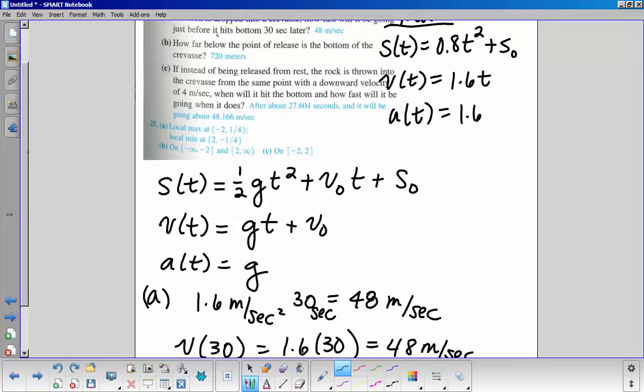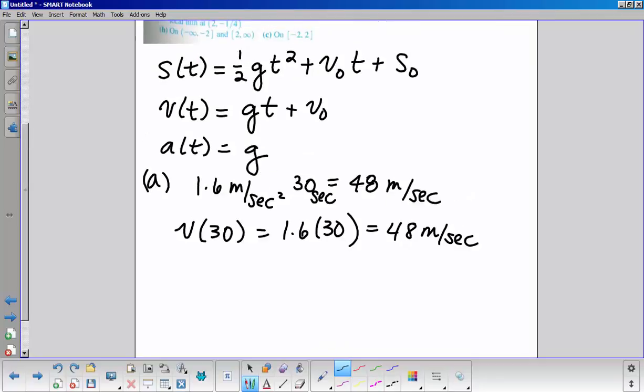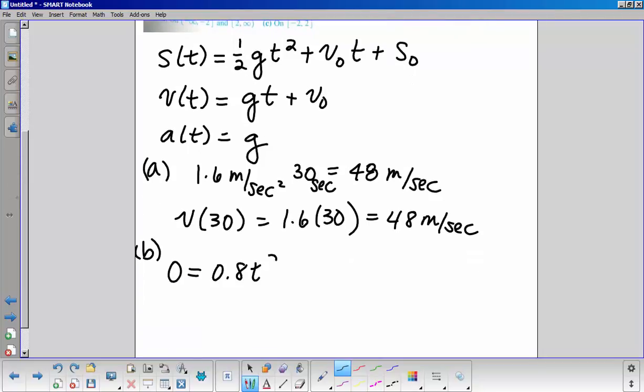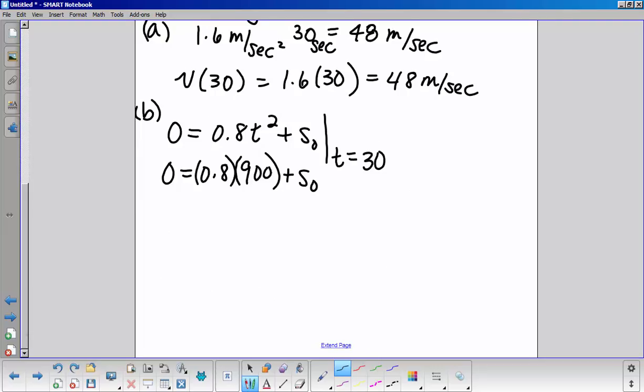All right, so part B says, how far below the point of release is the bottom of the crevice? Okay, well, we know it takes 30 seconds to get to the bottom, right? So can we say, we'll say 0 is the ground. So we'll say 0 equals, this is for part B, what was our equation for position? 0.8 t squared plus the original position. But I know t is 30 seconds when it's on the ground, right? So what happens here? I'm going to put a 30 squared, which is 900. So 0 equals 0.8 times 900, which is 720? So yes, original is equal to negative 720.